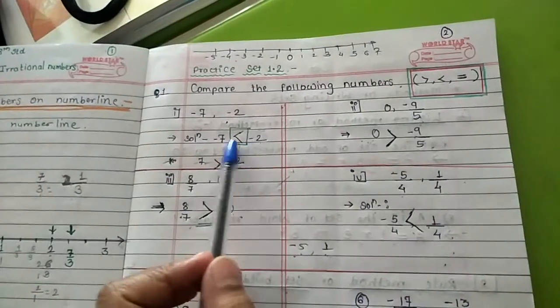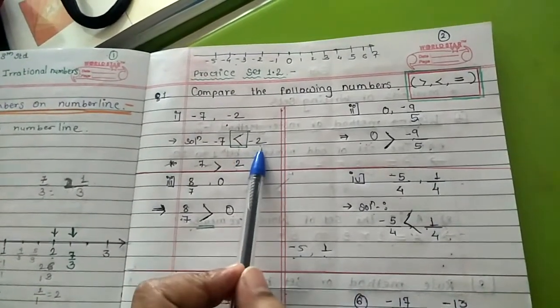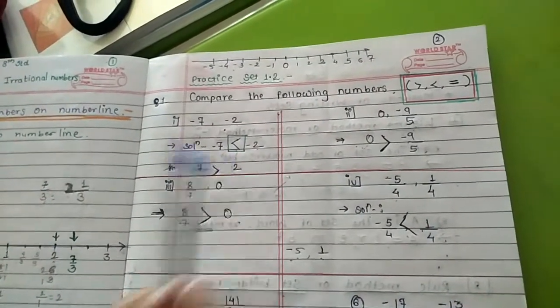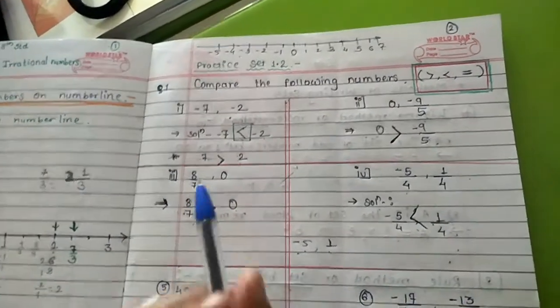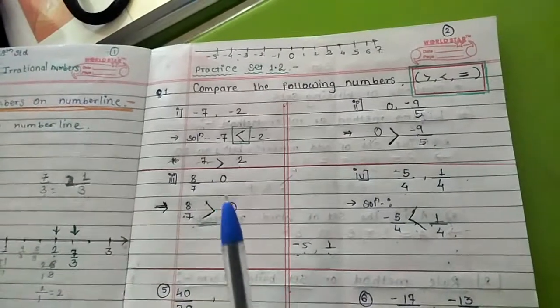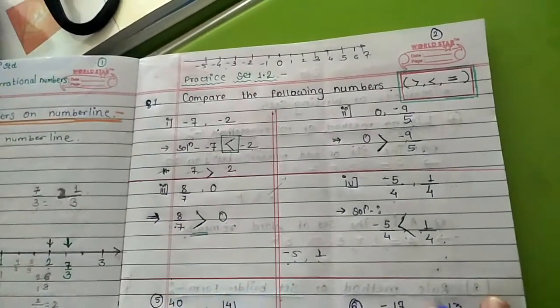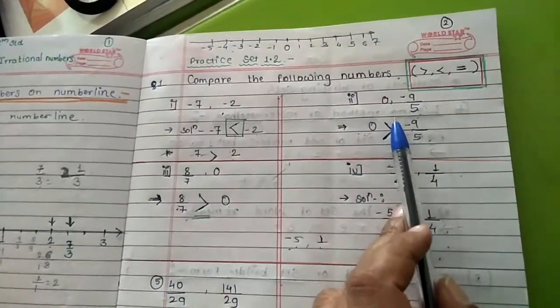So here we give the greater than sign towards the 2, and the 7 is the smaller one. Just keep in mind, in negative numbers, the number which is near to 0 is the bigger one. Now the second sum.